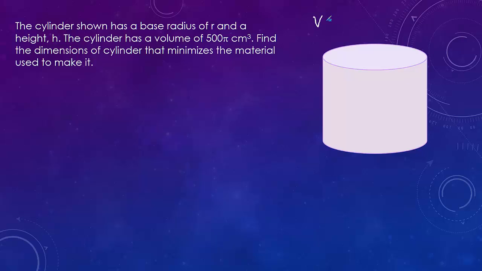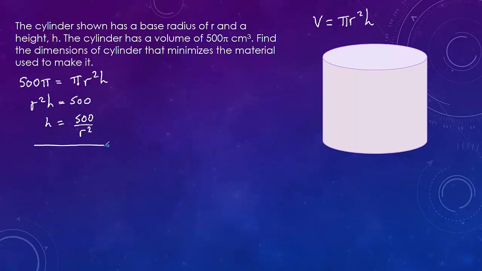Well, for a cylinder, the volume is equal to pi r squared h. So 500 pi would be equal to pi times r squared times h. We don't know r and h at the moment. Cancel a pi off both sides, and that gives me r squared h is equal to 500, and therefore h is equal to 500 divided by r squared. And let's leave that there for a moment. It gives us a relationship between our two variables, though, h and r.